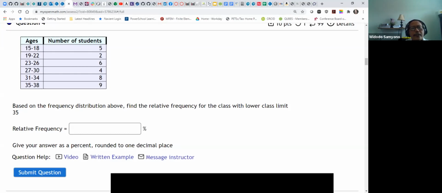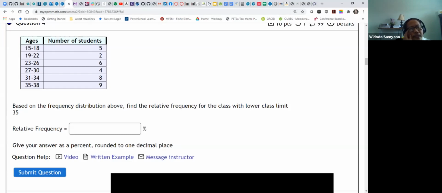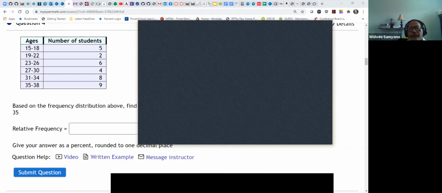So if you add this all, you have 7, 13, 17, 25, 34. So the relative frequency will be 9 over 34 and multiply by 100 because you're looking for a percentage. So you will have 9 divided by the total frequency, which is 34, and then times 100.